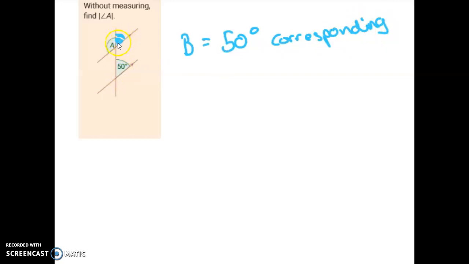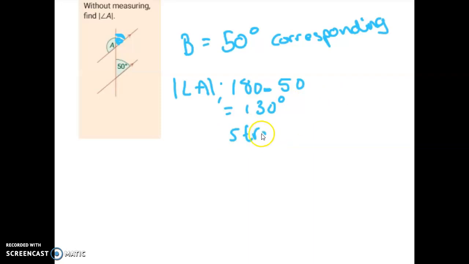If that's 50 degrees, then what is A? The size of the angle A, we have a straight line here, so I can take 180 minus 50, and that will give me 130 degrees for angle A. And what's the reason? Straight line. And that's it done.